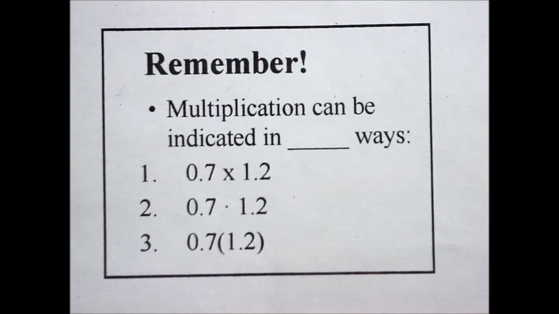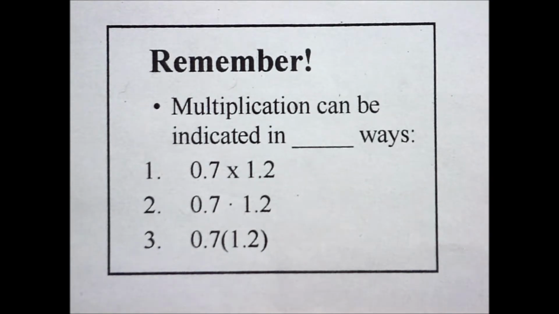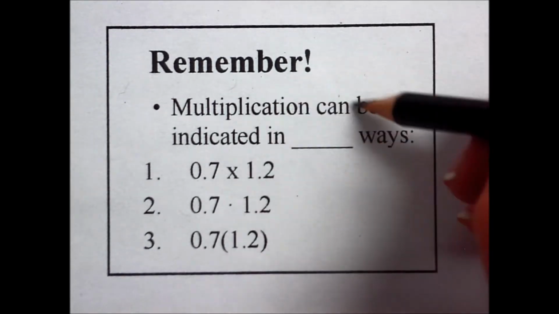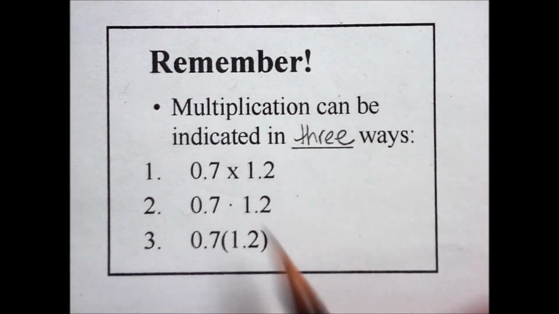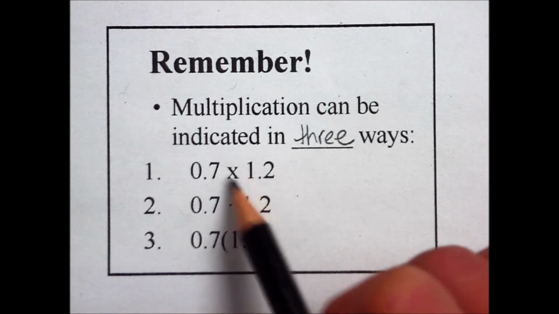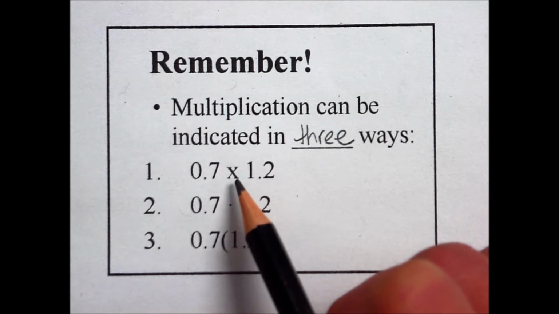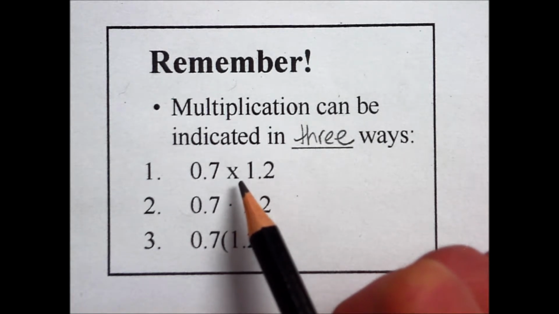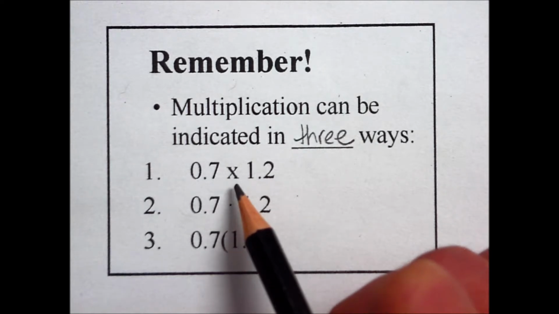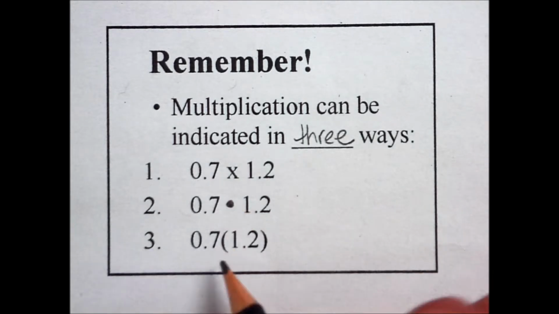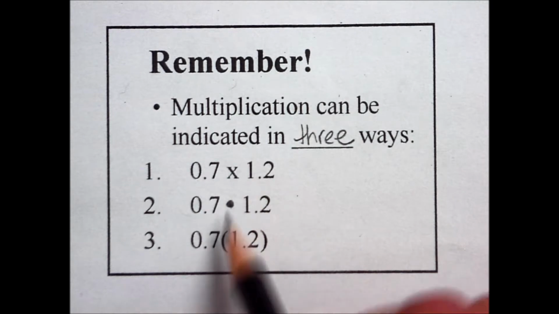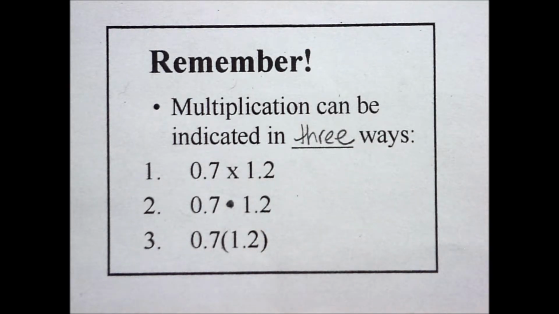One thing we need to remember as we're getting more advanced in mathematics: multiplication can be indicated in 3 ways. The way we're used to seeing is with the x. We won't see it as much anymore because we're going to start using variables soon, and some students get the multiplication x confused with the variable x. So that's why we're going to start seeing dots or the number touching the parentheses. If you see any of these 3 things, it does mean to multiply.